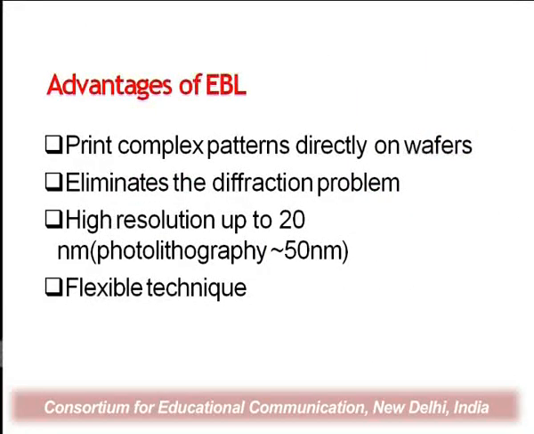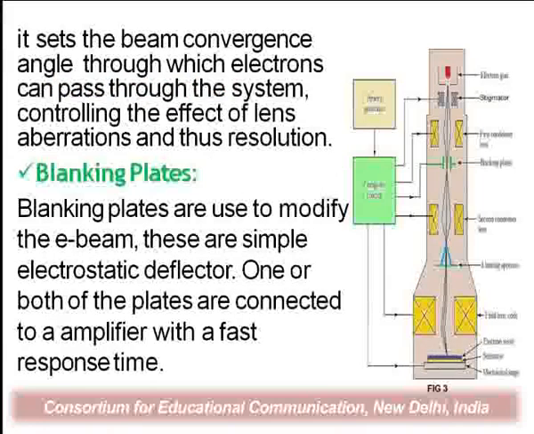What are the advantages of electron beam lithography? In the previous diagram, the beam comes from the electron source, passes through the lenses, passes through the deflector, passes through the blanking plates, and finally falls upon the wafer, and the pattern is developed on the wafer. In this manner we can develop the wafer.